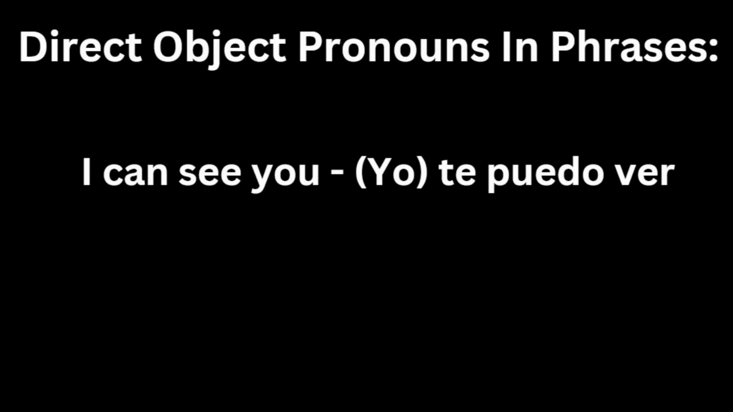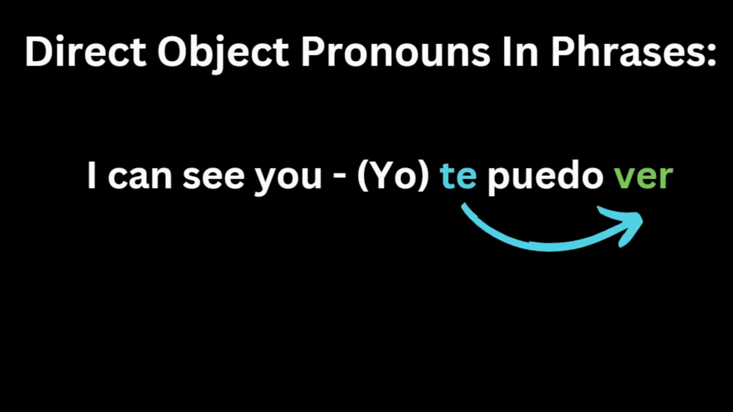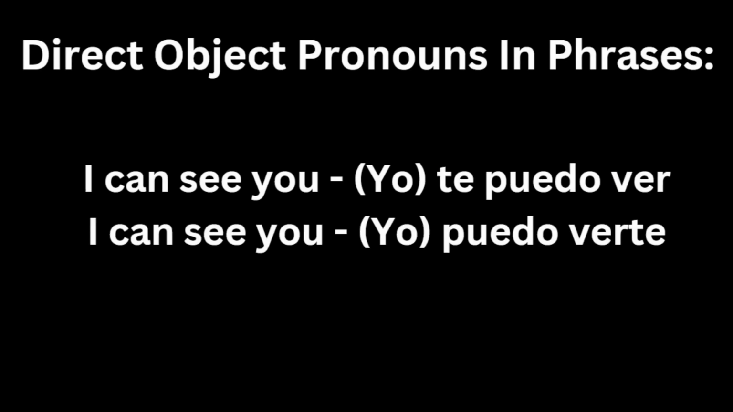However, there is a different way to say this phrase, and that is by attaching the direct object pronoun to the infinitive. You can say "yo te puedo ver," but you can also say "yo puedo verte." I can see you. It doesn't matter which phrase you say, because in case you forget how to say one phrase, you can always say the other.